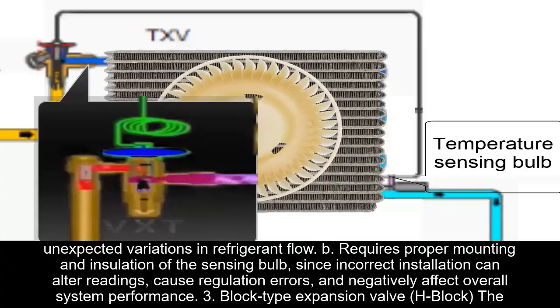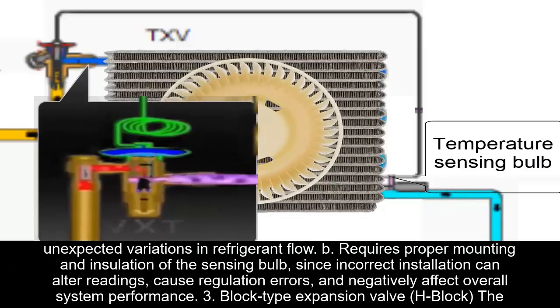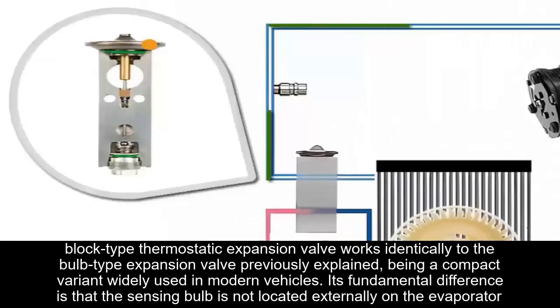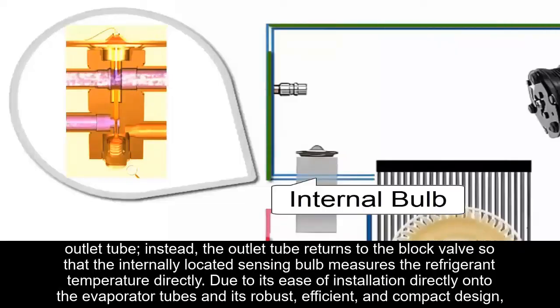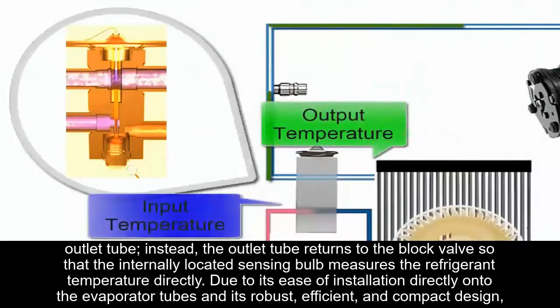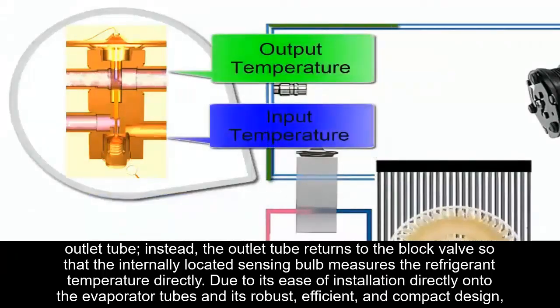The block-type thermostatic expansion valve works identically to the bulb-type expansion valve previously explained, being a compact variant widely used in modern vehicles. Its fundamental difference is that the sensing bulb is not located externally on the evaporator outlet tube. Instead, the outlet tube returns to the block valve so that the internally located sensing bulb measures the refrigerant temperature directly. Due to its ease of installation directly onto the evaporator tubes and its robust, efficient, and compact design, this type of valve is widely used in many modern vehicle models.